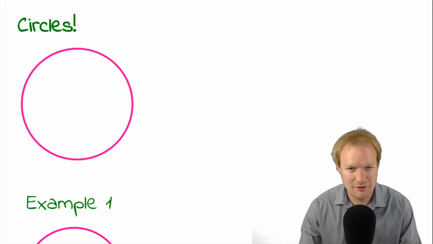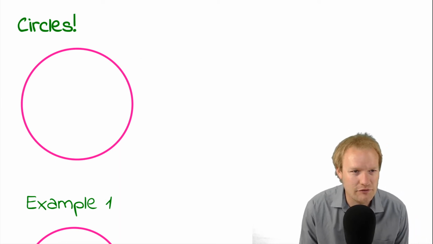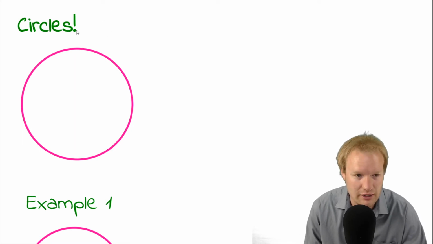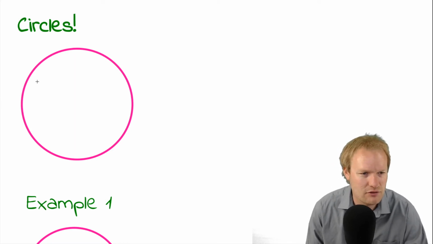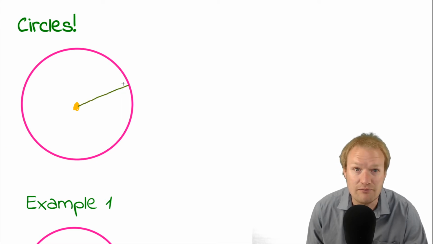Okay, so circles. I'm going to run through this fairly quickly. You saw the video on how we get the area of a circle, but before that, if we're given some sort of circle and there's the center, what is the name given to this line that goes from the center to the circumference of a circle? Well, we call that one the radius, r.